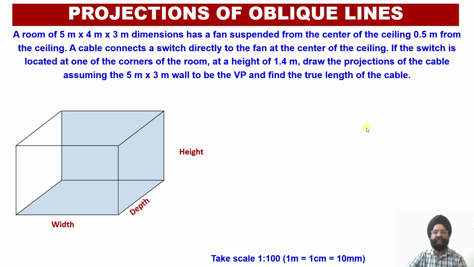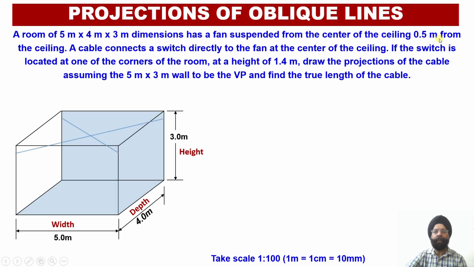So here into this situation we have been provided with a room which has the dimensions 5 meter, the width of the room, 4 meter, the depth of the room, and 3 meter, the height of the room. So here we have a room having the dimensions 5 meter width, 4 meter depth and 3 meter height. It has a fan suspended from the center of the ceiling and 0.5 meter below the ceiling.